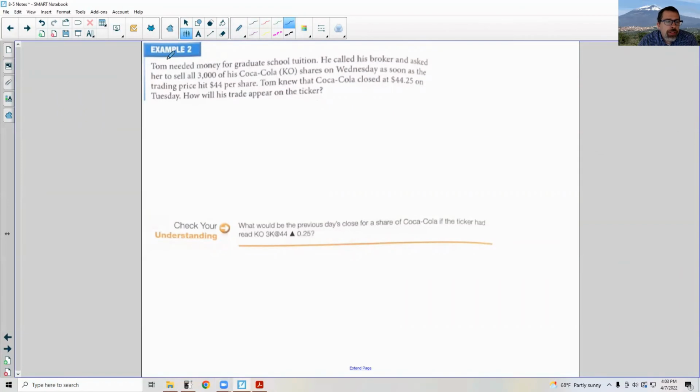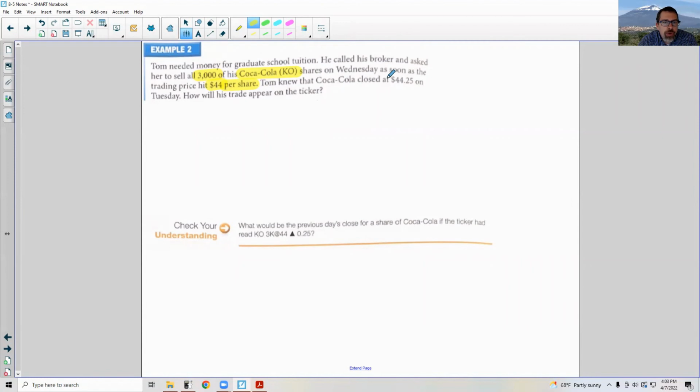Okay, example 2 says Tom needed money for graduate school tuition. He called his broker and asked them to sell all 3,000 shares they had of Coca-Cola, stock ticker symbol KO, on Wednesday, as soon as the trading price hits $44 per share. We'll get into selling at the market and doing what is called a limit order, and that's what this is, in a couple more chapter sections. But at this point, he's just telling his broker, sell that at 44 bucks.